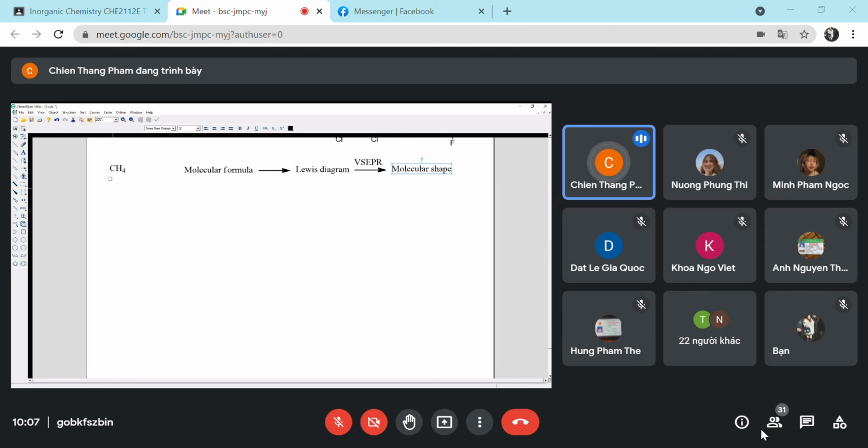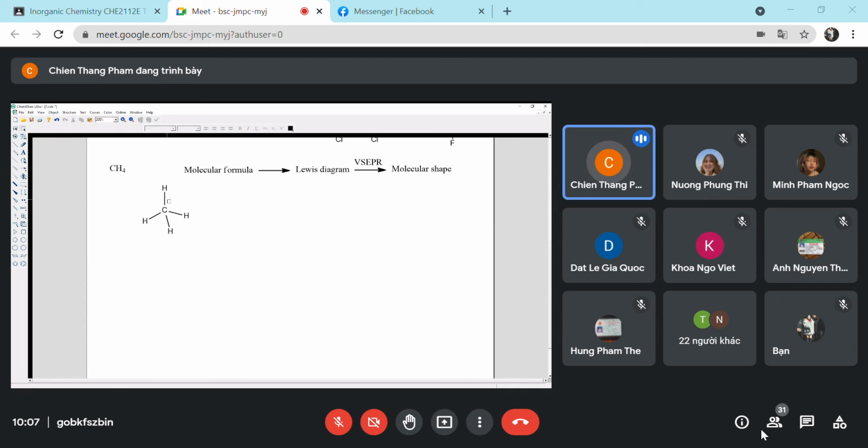Okay, so let's start from CH4. Now from CH4, we can easily draw the Lewis structure. This one is from the previous class, so I don't want to stop here anymore; we become more familiar with this one. First is the molecular Lewis diagram. This one is the Lewis structure of CH4.